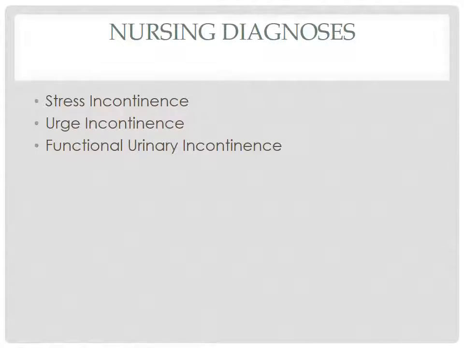On page 829, you see the nursing interventions for somebody with stress or urge incontinence and functional urinary incontinence. Starting off, we need to identify what type of incontinence they have, and it may require either the patient themselves or staff collecting data identifying their urinary habits.